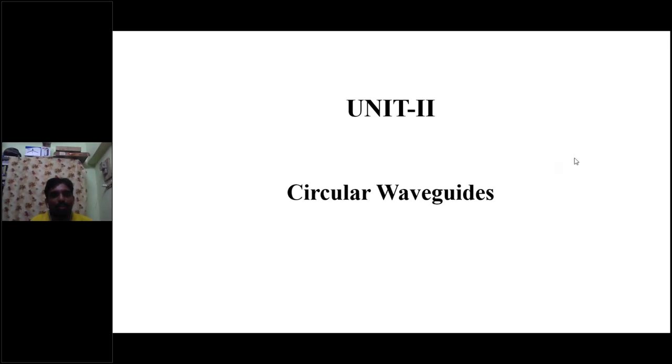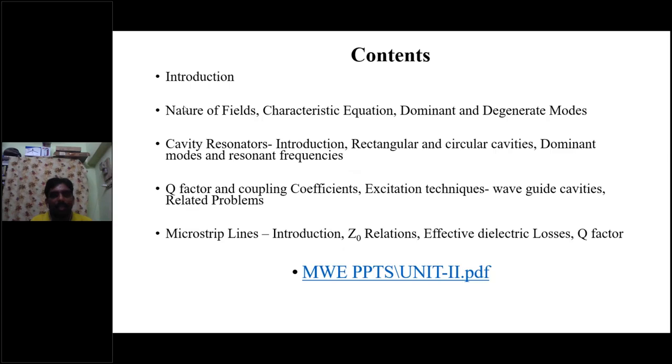For that case, we go with the first slide. These are all the contents given in our syllabus: the characteristic equation, dominant and degenerate modes. Again, same concepts. What about rectangular and circular cavities? And next, coupling coefficient and excitation techniques. Additionally, we are adding two topics here: one is cavity resonators, and the second is the extension of microstrip lines, what we learned in antennas. This is related to waveguides and how we can extend them. We can observe the last two parts; the first two parts are the same as what we observed in the previous case.